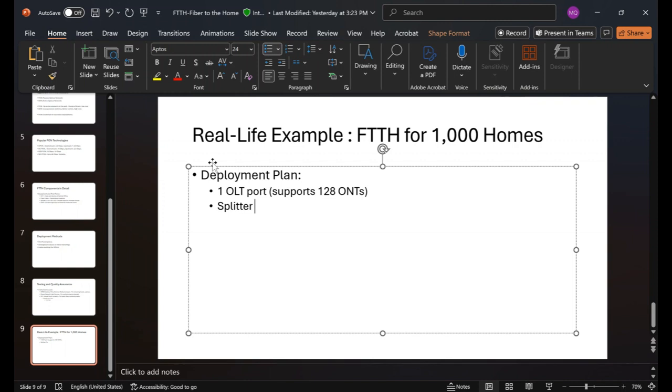Splitter configuration: 1:4 in field plus 1:8 at cabinet is equal to 32 homes per port. Estimated ROI 2.5 to 3 years.